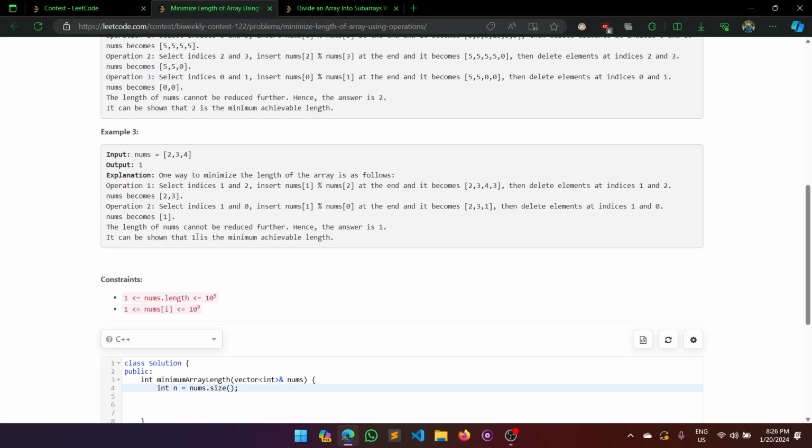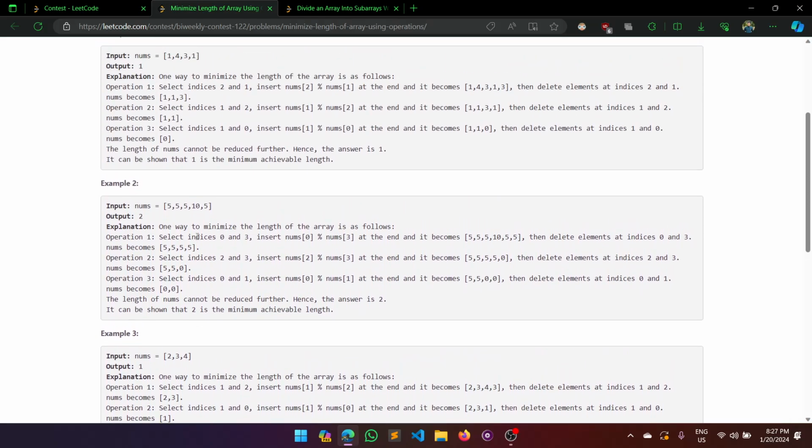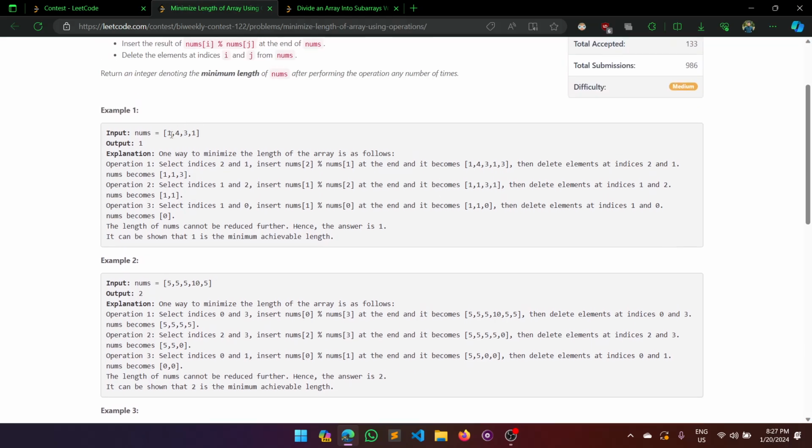If I can have at least one 1 in the array, then I can definitely reduce the size of the array to 1, right? 1 is like the magic element in this case. But what if there are multiple ones? I can't get rid of them, right? Oh, I can get rid of them. Oh, 1, I can get rid of 1.